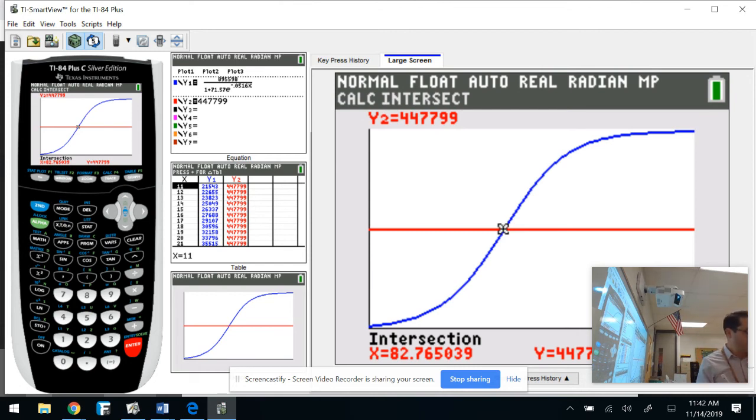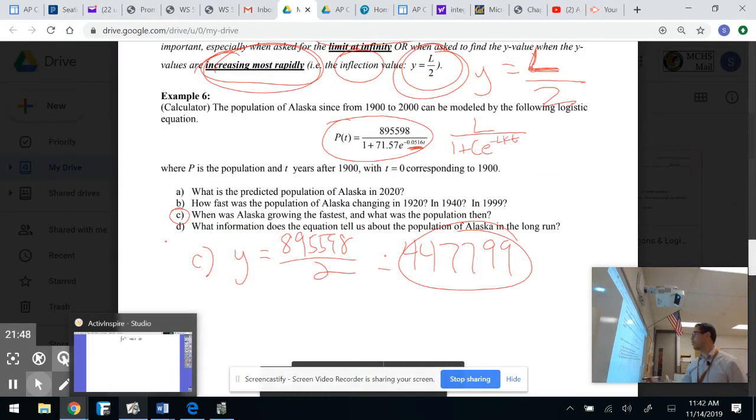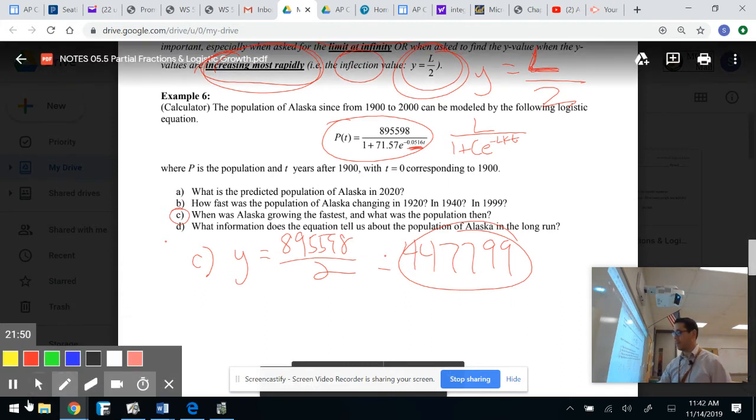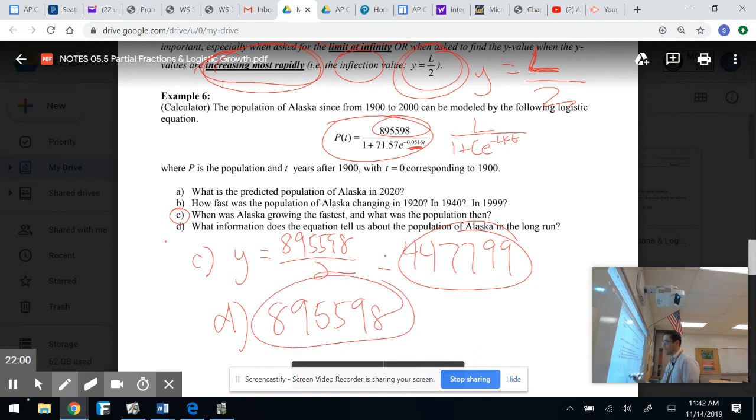What information does the equation tell us about the population of Alaska in the long run? Well, let's check it out. In the long run refers to carrying capacity. And what was our carrying capacity? D. Booyah. That's how simple that is. It's going to approach. It's never going to reach it. It's like a horizontal asymptote.